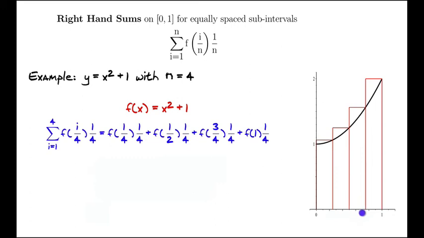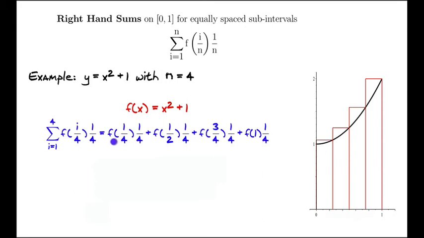For the third one, we look to the right. The right-hand endpoint is 3/4. We substitute 3/4 into the function to get the height. That's this height. That's the height of our box. f of 3/4 times 1/4 is the area of that rectangle. And then for the last one, we go to the right again. f of 1 times 1/4 is the area of that. So that sum of the areas of those 4 boxes looks like this.